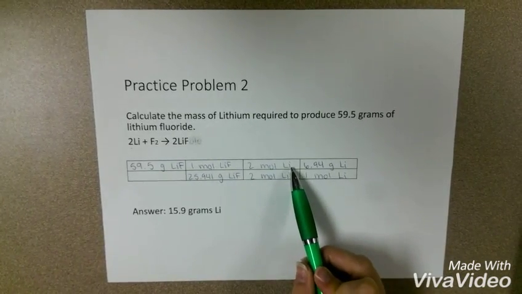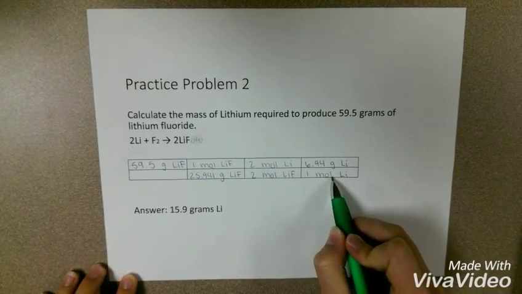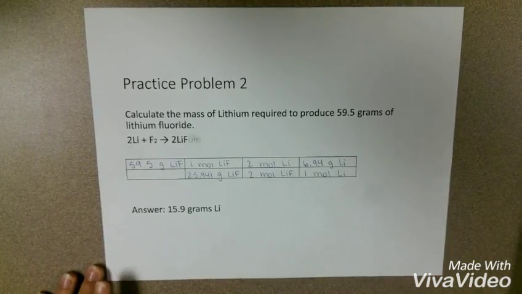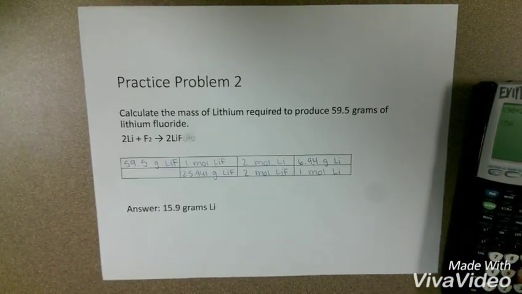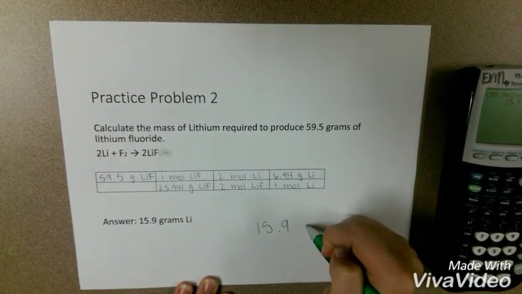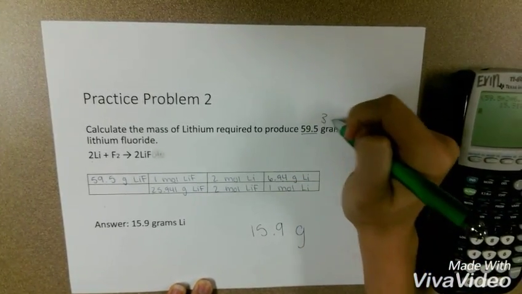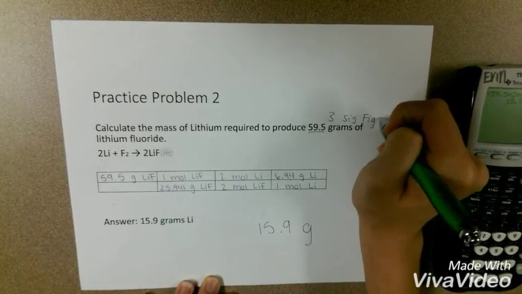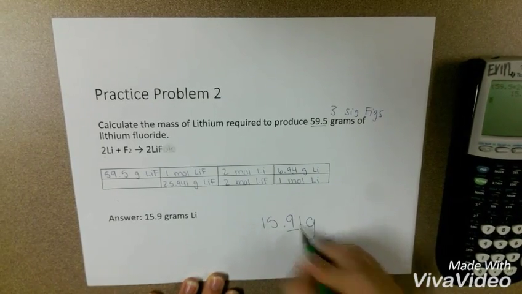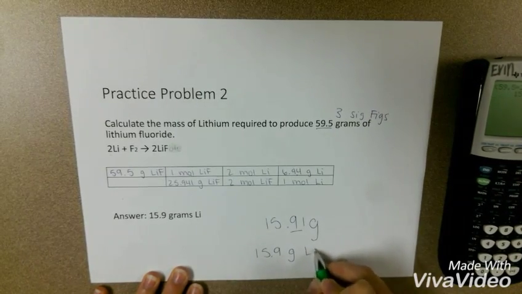So now that we're in moles of lithium, we need to find grams of lithium. For every mole of lithium, we have 6.94 grams, and again, you can find that with your periodic table. If you plug that all into the calculator, you get 15.9 grams. And if you look back at the problem, your number is 59.5, which is 3 sig figs. So your 9 rounds down because the answer is 9.1, and your answer stays at 15.9 grams of lithium.